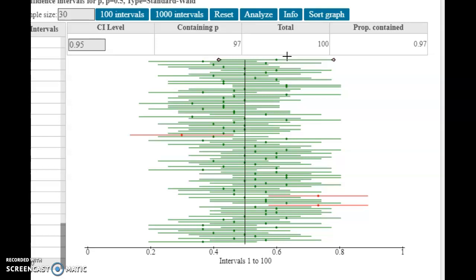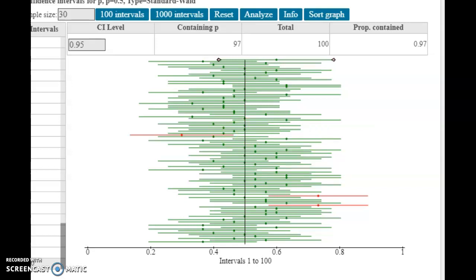So what that means is, whenever we have a green line, we actually capture the population parameter. So our population parameter is included in the confidence interval. The red lines do not capture the population parameter; they do not touch that line of 0.5.